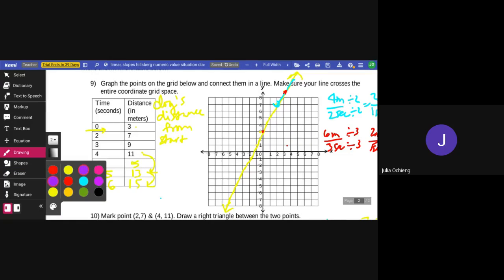Mr. Hillsberg, he went 0 meters at 0 seconds. He went 2 meters in 1 second, 4, 6, 8. So Mr. Hillsberg is in purple, and the dog is in yellow.